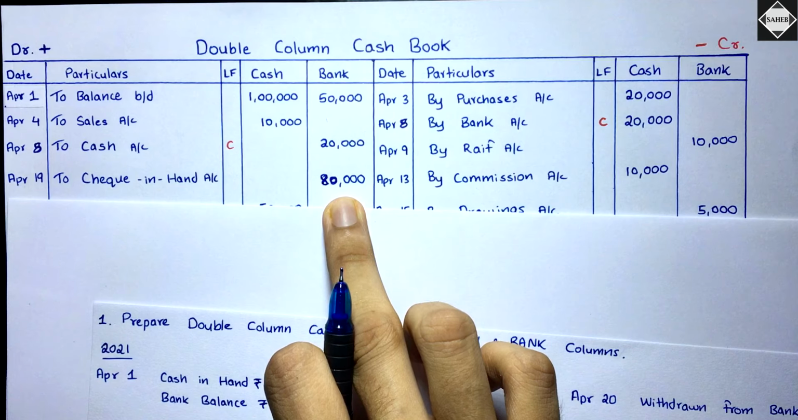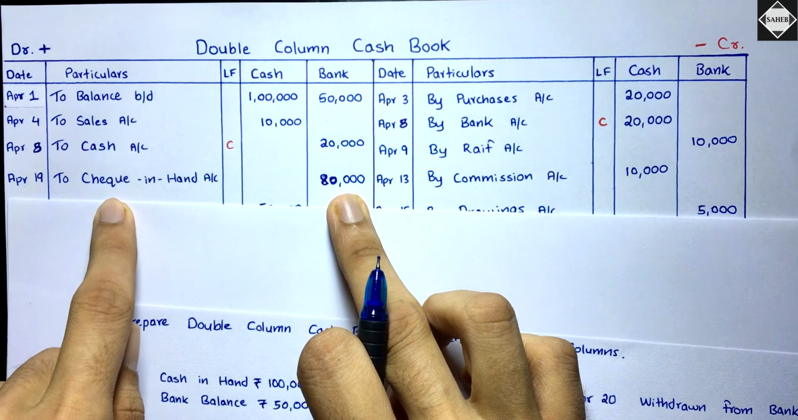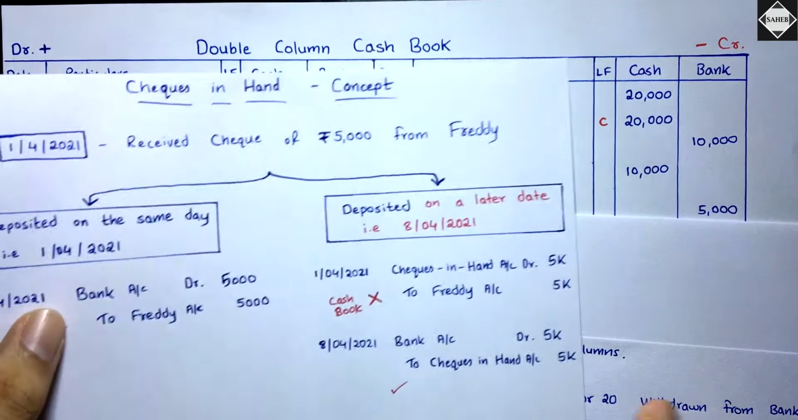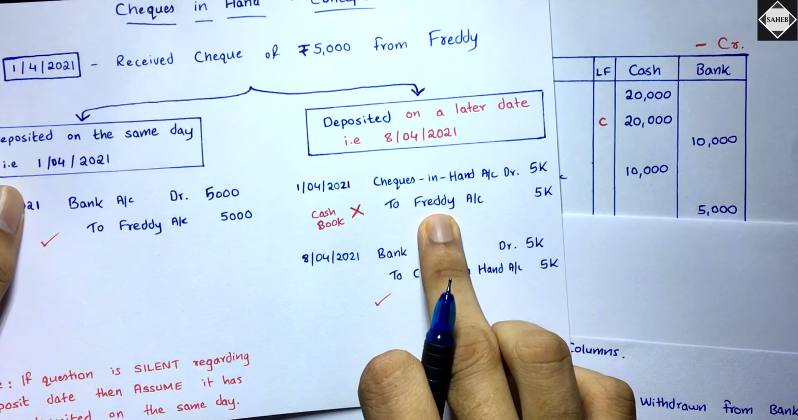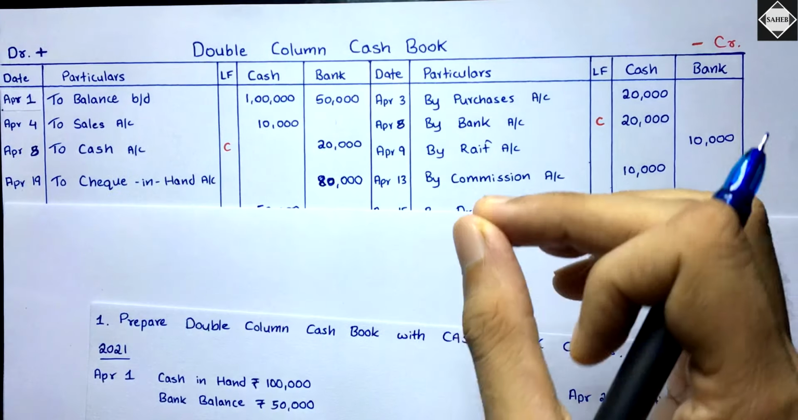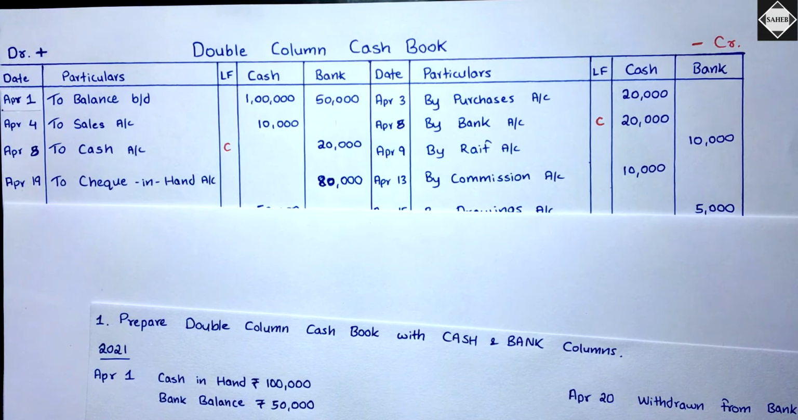Bank increased by 80,000 because of that check in hand. Because of that check in hand, not Freddy. Freddy account is already taken care of in the journal proper previously. You will not take Freddy account over here. That's a big, big mistake and a most frequent mistake that students make.